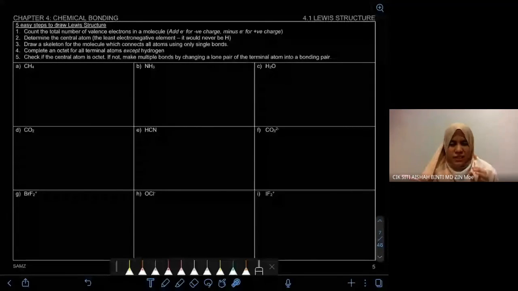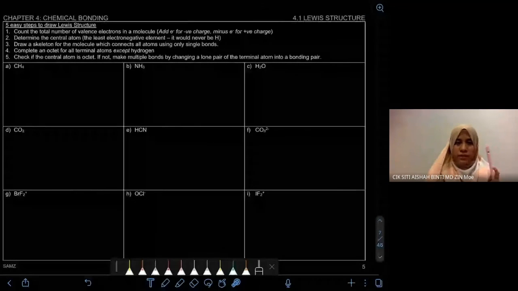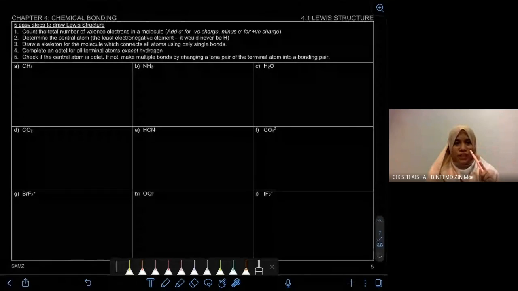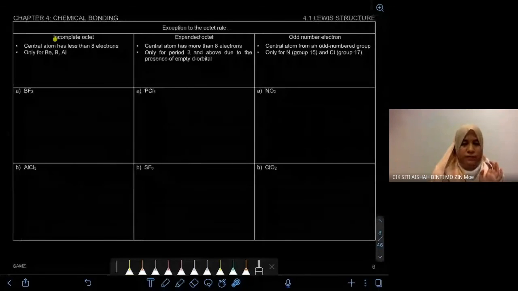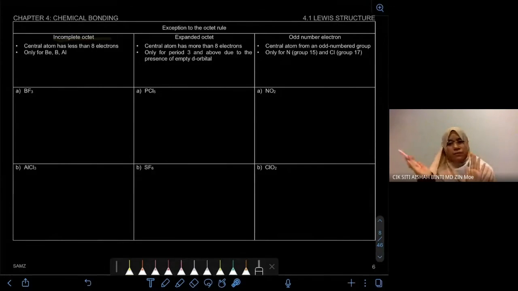Awal-awal ni nampak macam banyak. Okay, and then petang ni kamu akan tengok juga besides nak draw tu, okay, selama ni punyalah kita cakap atom ni nak capai octet je, sebenarnya ada exception. Ada yang tak nak cukup 8. Kita tahu hidrogen je kan nak duplet kan. Sebenarnya ada lagi besides hydrogen, ada lagi atom yang it's fine kalau tak capai octet. Ada yang lebih pula, ada yang lebih yang odd number elektron. So itulah yang kita akan belajar. Tapi itu petang ni lah.